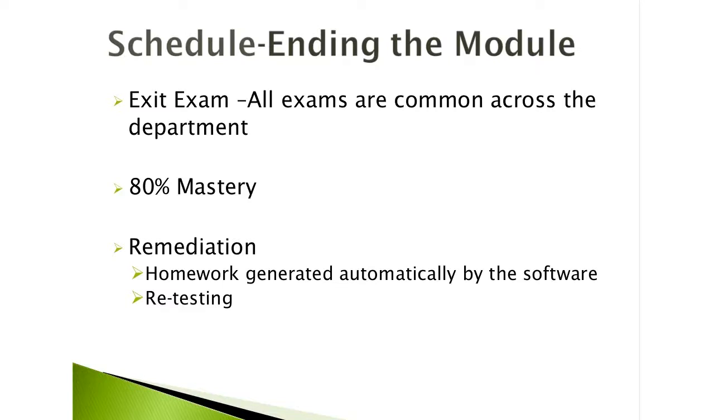For the flexibly paced classes that are software-based, there is typically homework that gets generated automatically by the software when a student does not achieve mastery on the module exam. And then the retesting takes place for both the flexibly paced or the seated classes.